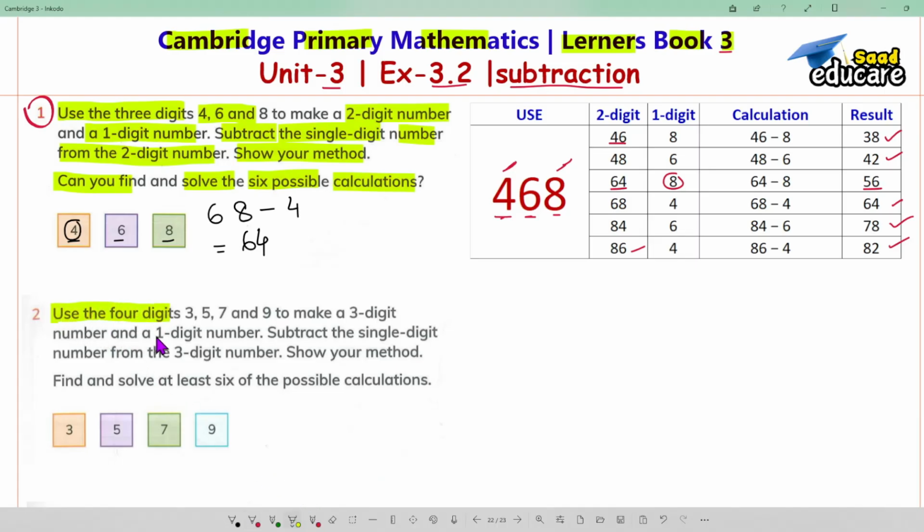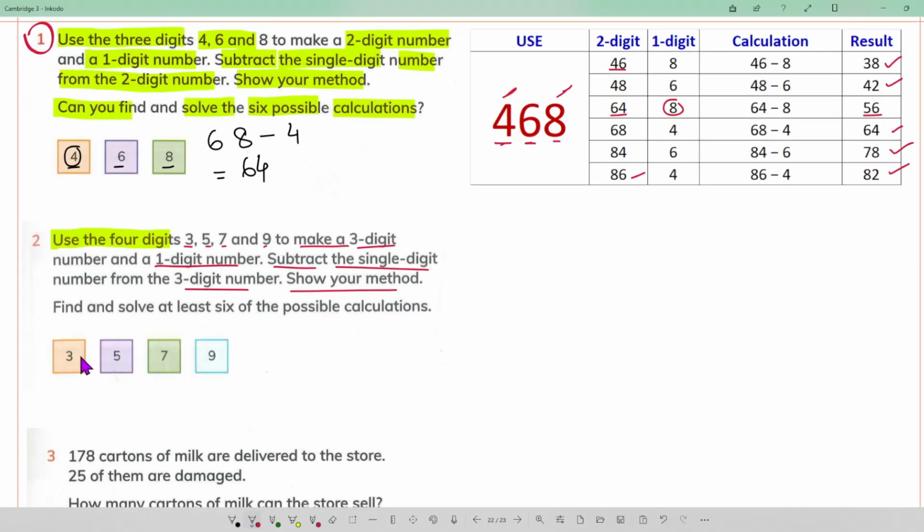Use the 4 digits, which are 3, 5, 7 and 9, to make a 3-digit number and a 1-digit number. Subtract the single digit number from the 3-digit number. Show your method. Similar thing, here are 3, 5, 7, 9. Suppose we take 5, 7, 9. This is a 3-digit number. Now the single digit, here is 3. We subtract it from 579. Our answer will be 576.